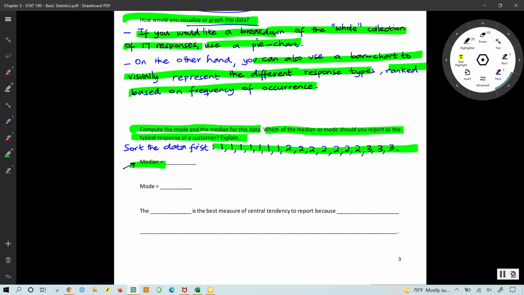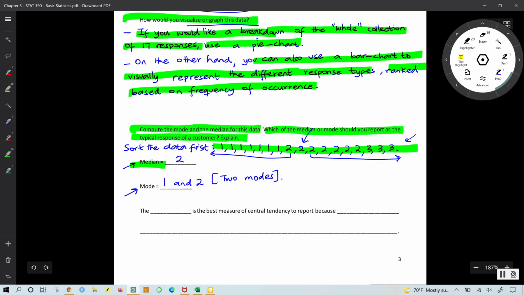Well, if you count carefully, I have 17 responses. So if I were to take 8 values to the left and 8 values to the right, the number right in the middle is the number 2. This is the median. Then, for the mode, we need to find numbers that have the highest frequencies. From what we drew earlier in StatCrunch, we saw that the numbers 1 and 2 both occur 7 times each. In other words, there are 2 modes in this case, 2 numbers that both have the greatest frequency of occurrence.